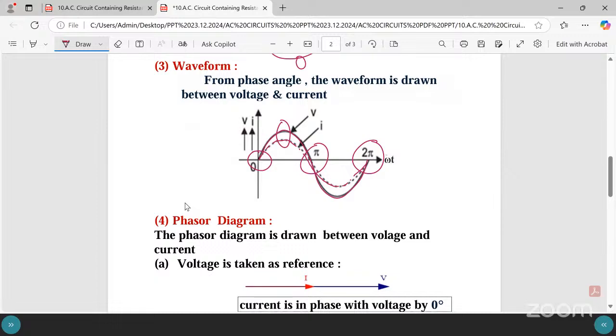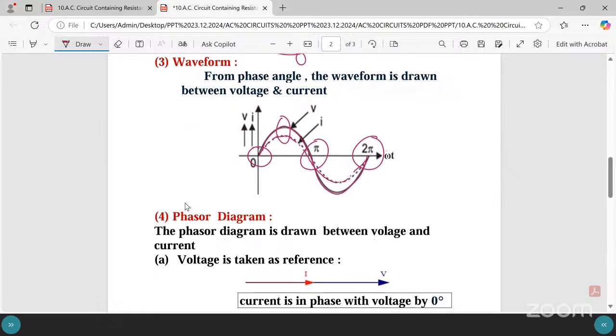On the X-axis, we mark 0, pi, 2 pi. This dotted line is called the current and this is called the voltage. We have to draw this waveform for voltage and current. This is called the third result. Clear, all of you? How many results are completed till now? 3 results completed. Now the fourth result.